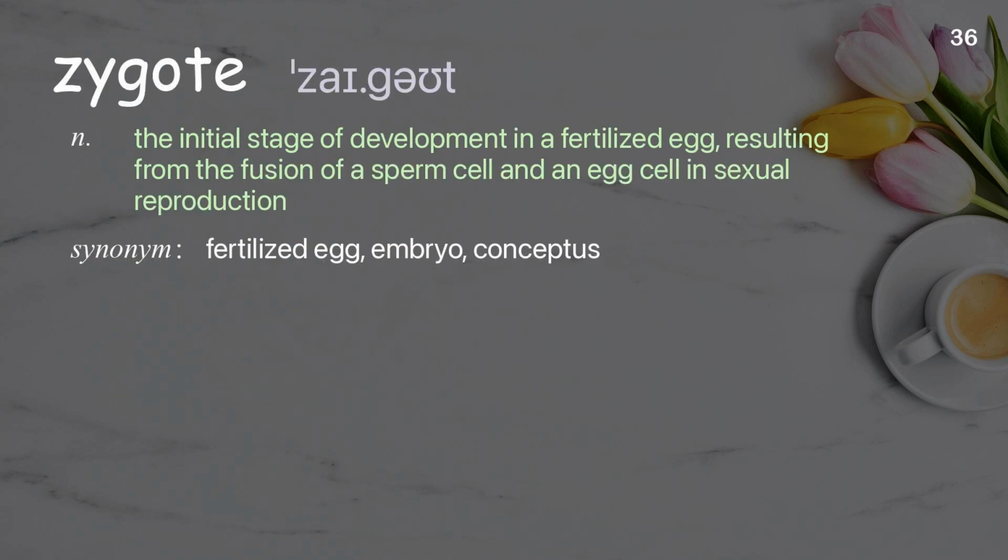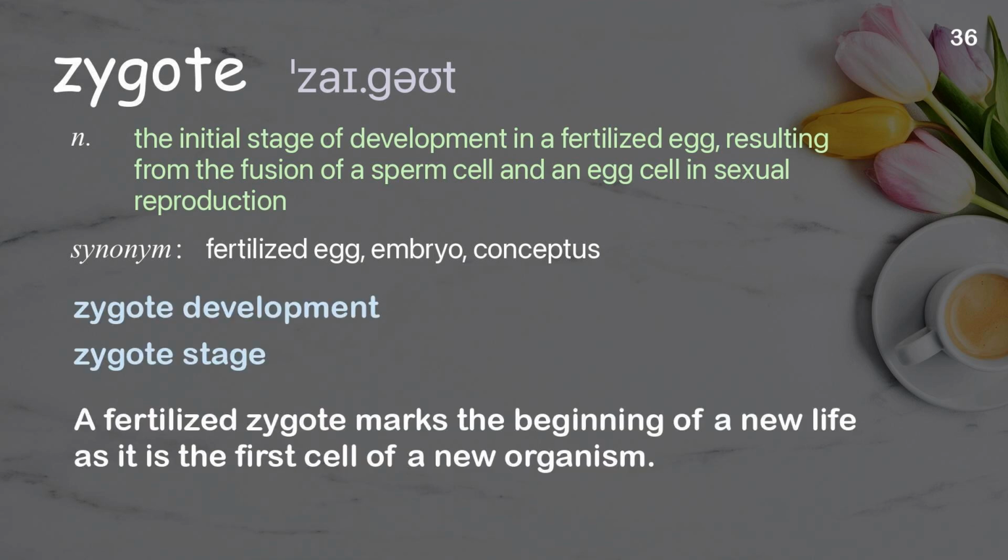Zygote. The initial stage of development in a fertilized egg, resulting from the fusion of a sperm cell and an egg cell in sexual reproduction. Examples: Zygote development. Zygote stage. A fertilized zygote marks the beginning of a new life as it is the first cell of a new organism.